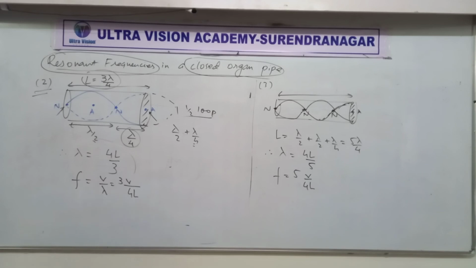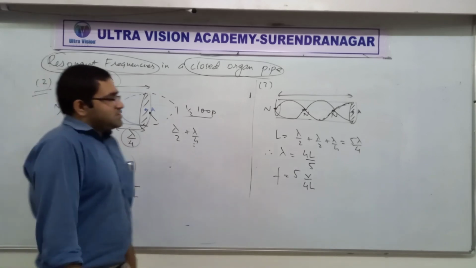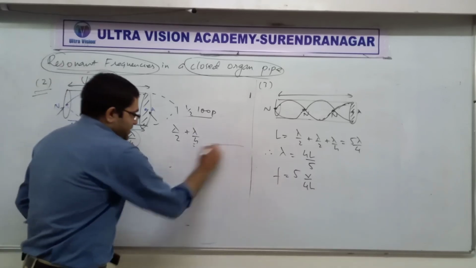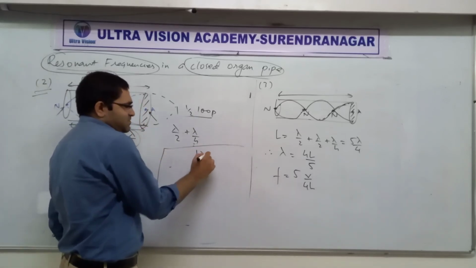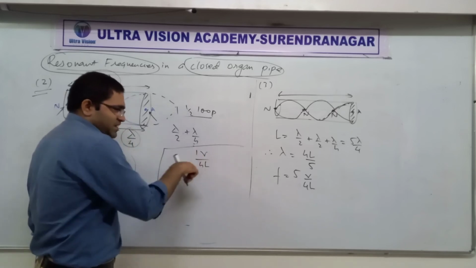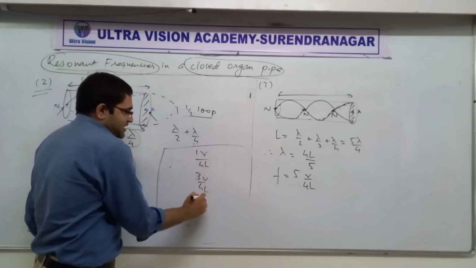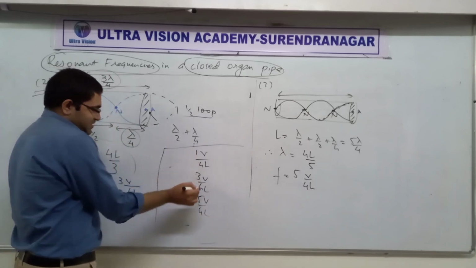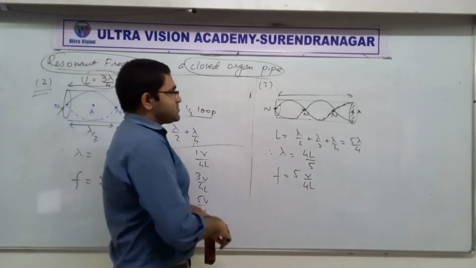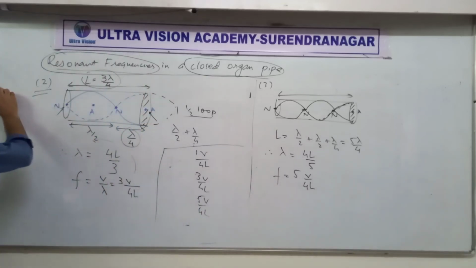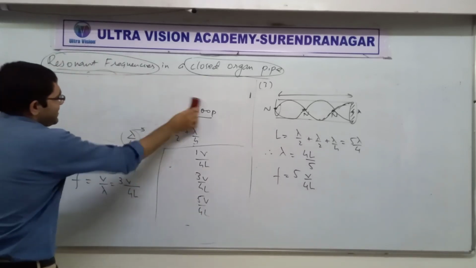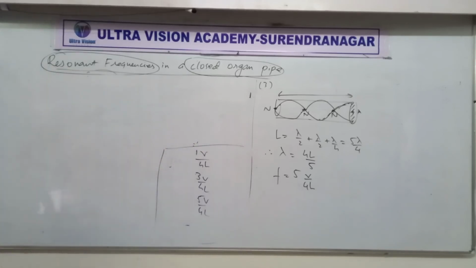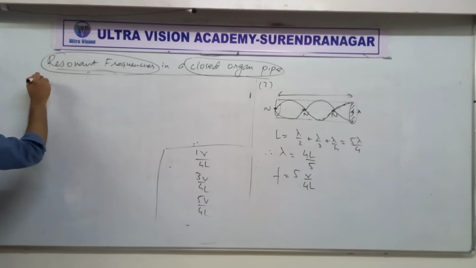Okay. So, now general formula. First we got 1V by 4L for fundamental, then we got 3V by 4L, and now we have got 5V by 4L. So we see what we are having: 1, 3, 5, odd numbers. After this we will have 7V by 4L. So general formula. Okay, last point.